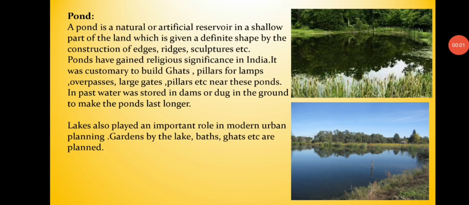A pond is a natural or artificial reservoir in a shallow part of a land which is given a definite shape by construction of edges, ridges and sculptures. Ponds are usually smaller in size than lakes and larger than wells. There are also names like Talav, Pushkarni, Vapi, Vapika, etc.